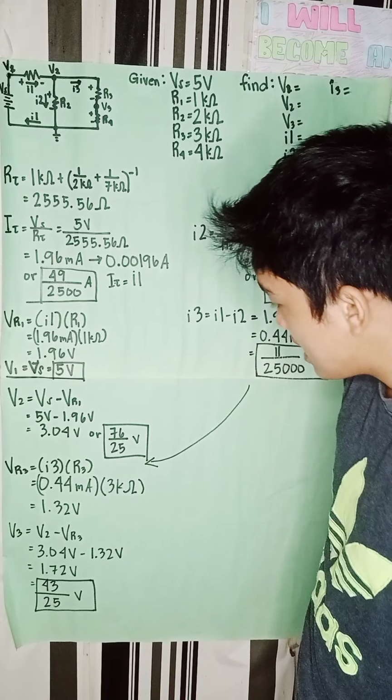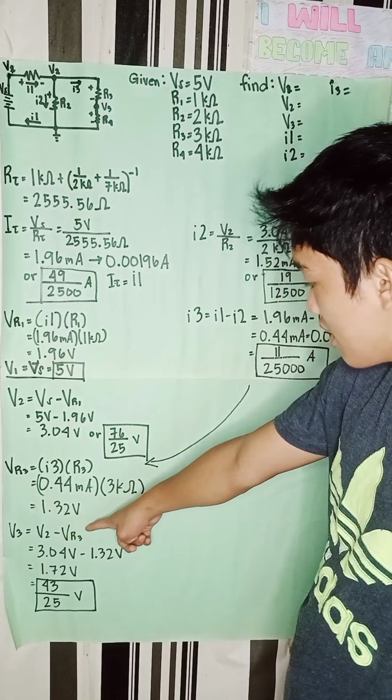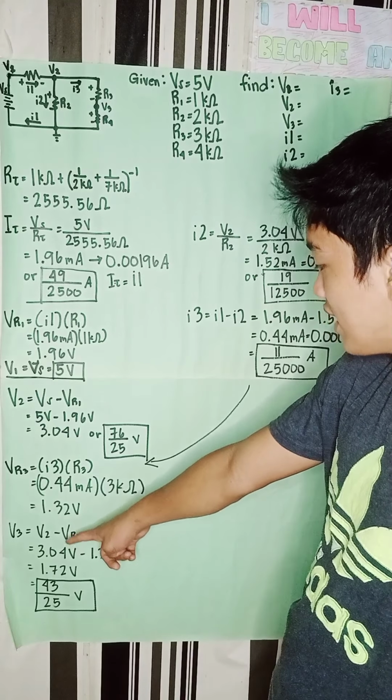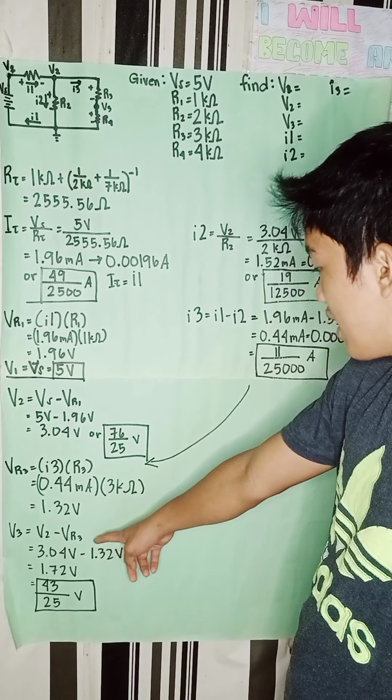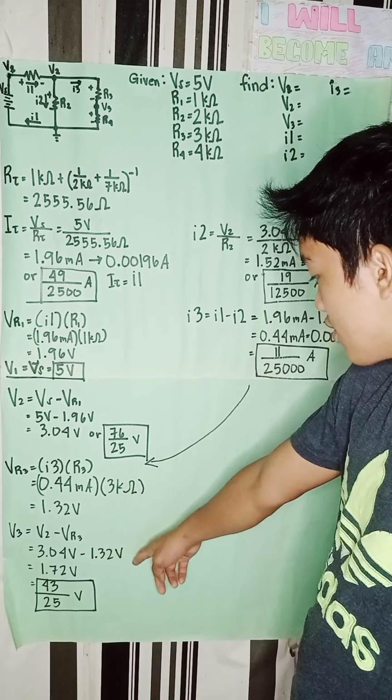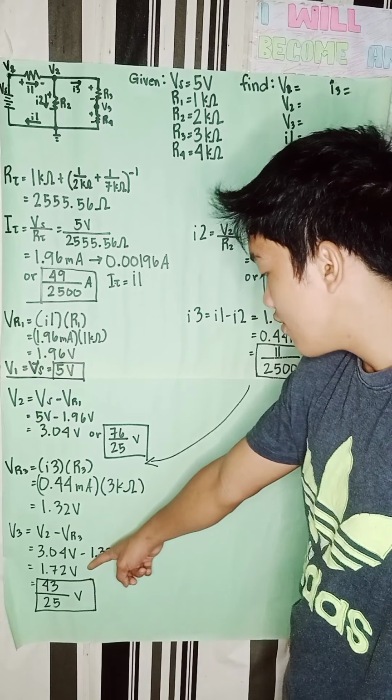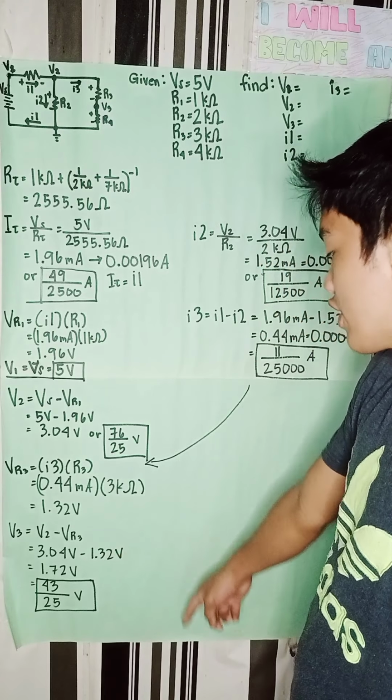Next is V3. So V3 is equal to V2 minus VR3. V2 is equal to 3.04 volts minus VR3 is equal to 1.32 volts. So it is equal to 1.72 volts, or in a fraction 43 over 25 volts.